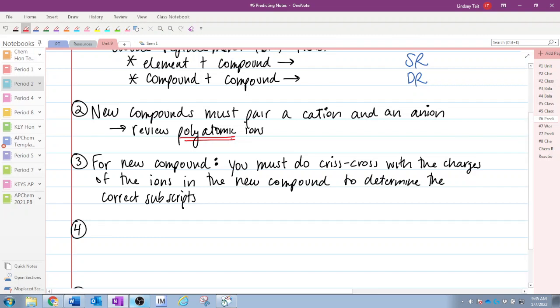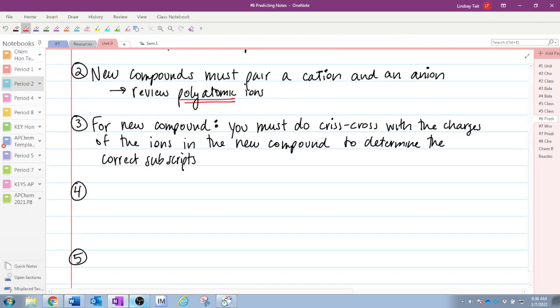Mrs. Tate, what if it's a molecular compound? Guys, you're not going to see that if you're predicting products. If you would have a molecular compound, I would have written out the name for the molecular compound, and then you would see prefixes, right? Mono, di, tri, tetra, penta, hexa, hepta, octa, nona, deca. And I'm going to be upfront, you will not see a lot of those. Most of what we're going to be doing is ionic stuff.